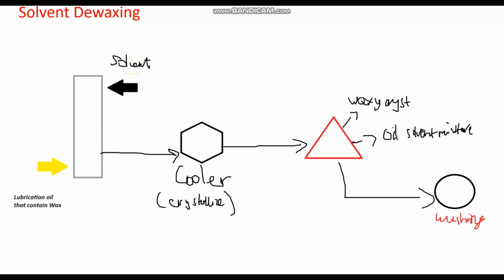The process is designed to improve the low temperature properties of the lubricating oil, such as the ability to flow at cold temperature without solidifying or becoming too viscous. So let's go. First of all, the feed will be entered. The feed is a lubricating oil that contains wax, and we also add solvent. The feed and the solvent will be mixed, and after mixing, they will go to the cooler.